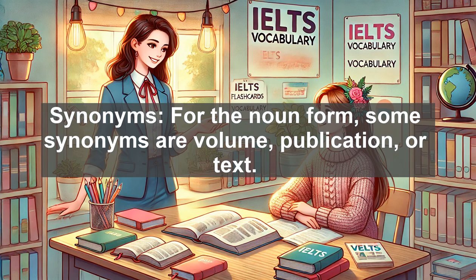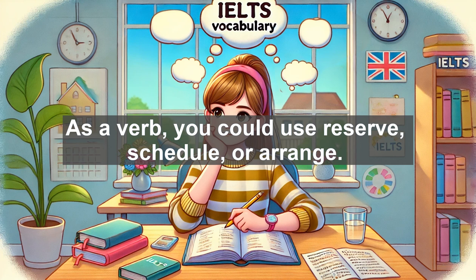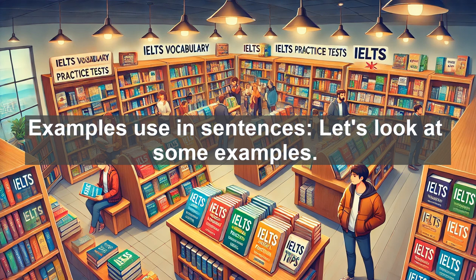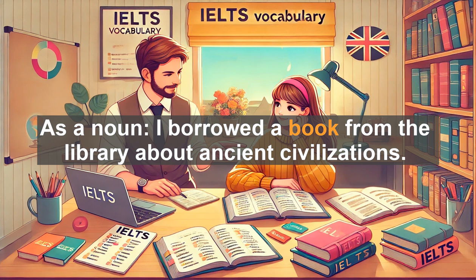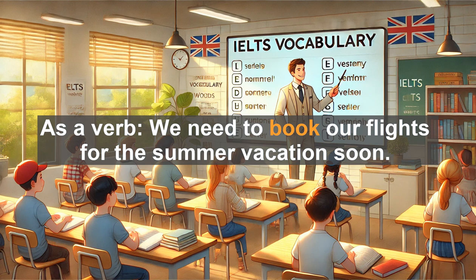Synonyms. For the noun form, some synonyms are volume, publication, or text. As a verb, you could use reserve, schedule, or arrange. Examples used in sentences. Let's look at some examples. As a noun, I borrowed a book from the library about ancient civilizations. As a verb, we need to book our flights for the summer vacation soon.